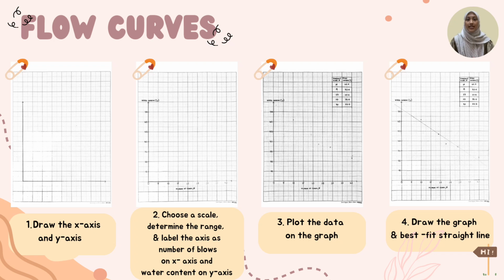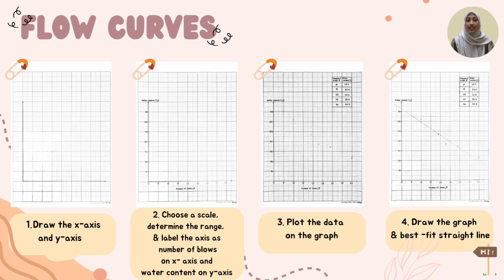Firstly, you have to draw the x-axis and y-axis. Second, choose a scale, determine the range, and label the axis as number of flows on the x-axis and water content on the y-axis. Third, plot the data referring to the data given in the question. Fourth, draw the graph and best fit straight line.